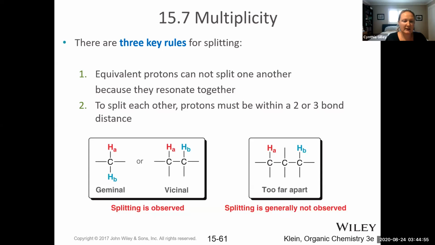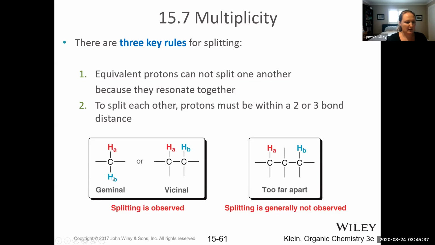Okay, so there are some key rules to know about for splitting. The first one is that equivalent protons cannot split one another because they resonate together. Which means that if you have two hydrogens on the same carbon and they're equivalent, this is not a neighbor, right? They're not neighbors of each other. They're just the same thing. So to split each other, protons must be within a 2 or 3 bond distance, right? So they have to be most commonly vicinal, which basically means on adjacent carbons. I always think of this as in the vicinity, right? So kind of close together.